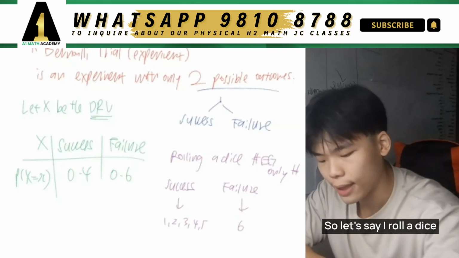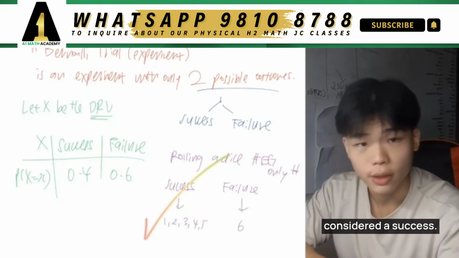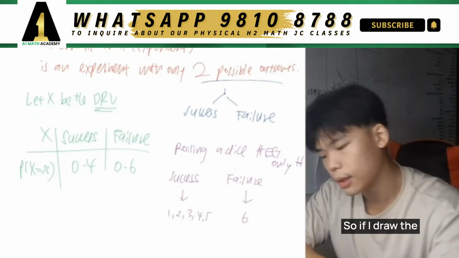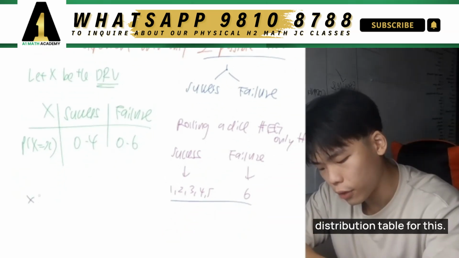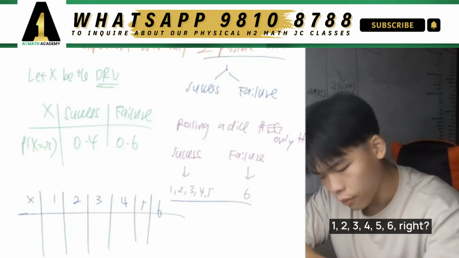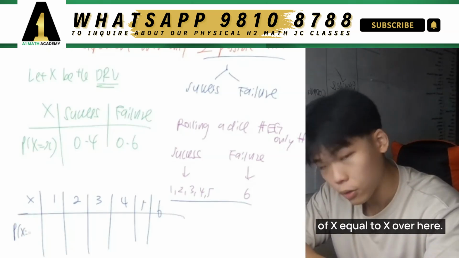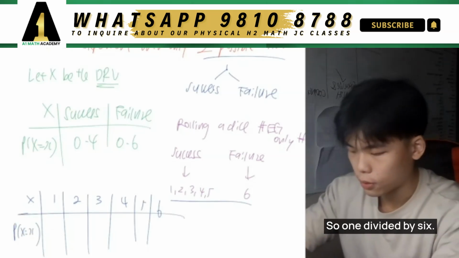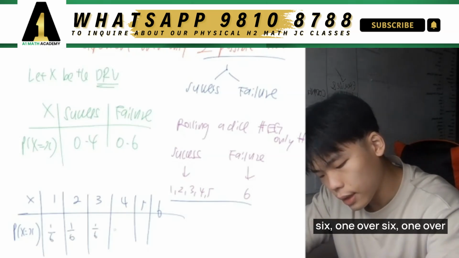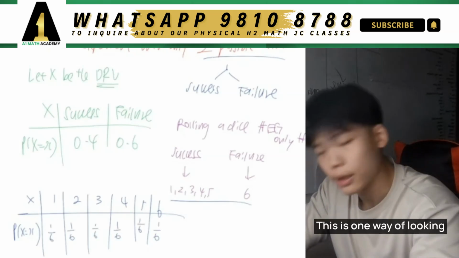So let's say I roll the dice and I get a 1. This will be considered as success. If I roll a dice, this would also be considered a success if I get the 2. So if I draw the distribution table for this, 1, 2, 3, 4, 5, 6, and then this is the probability of X equals to x over here. I know this is divided by 6, so each will be 1 over 6, 1 over 6, 1 over 6, 1 over 6, 1 over 6, 1 over 6. This is one way of looking at it.